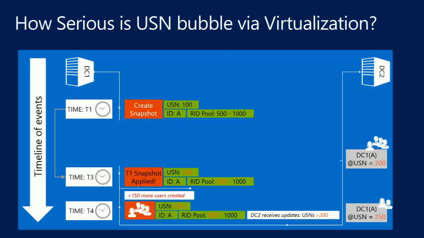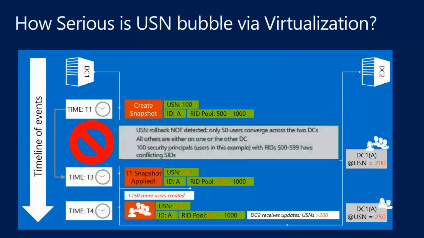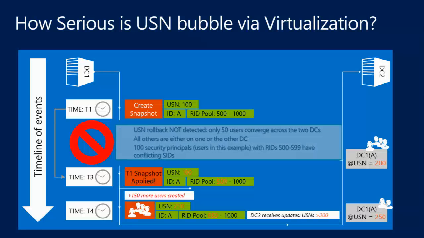Inconsistent replication state is bad. You have now entered the wormhole. You now have a bubble of time that is a problem. The rollback was not detected. 50 users converged across them. All users are either on one or the other. 100 security principals, users in this example, have duplicate RIDs and duplicate SIDs in the environment, and I am now in chaos.